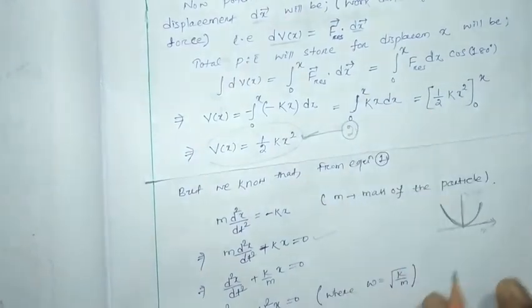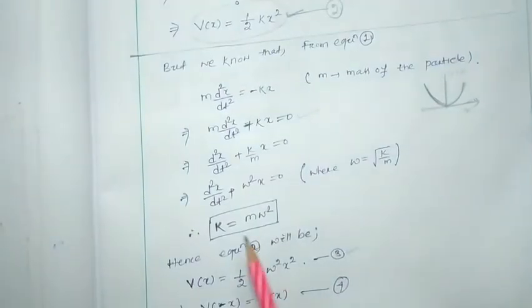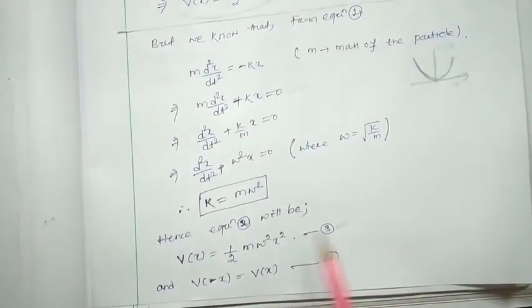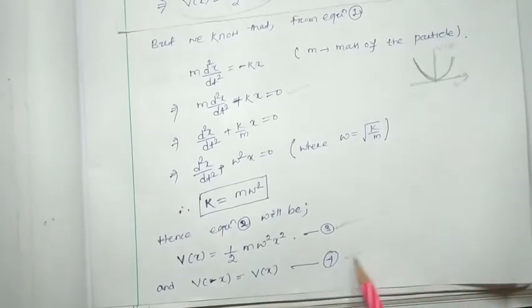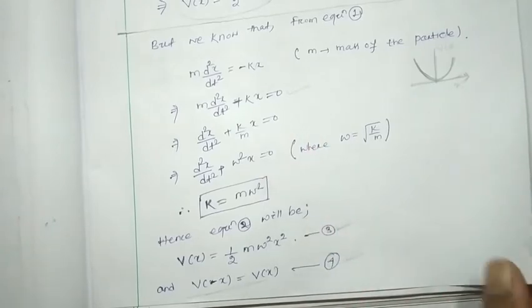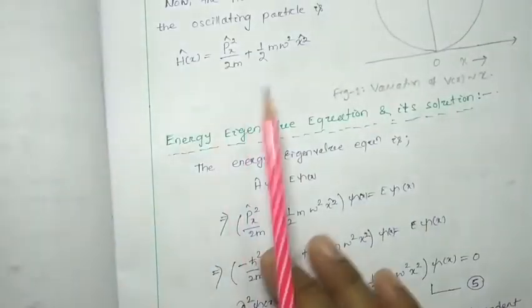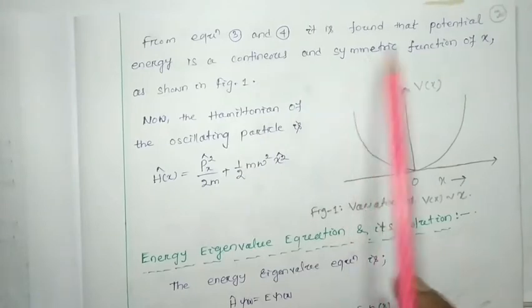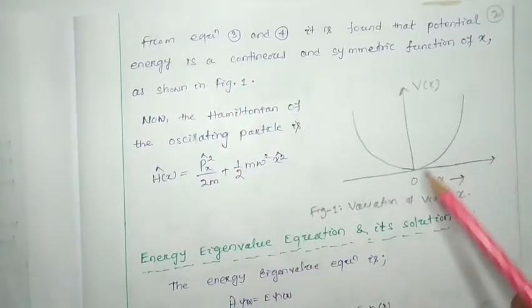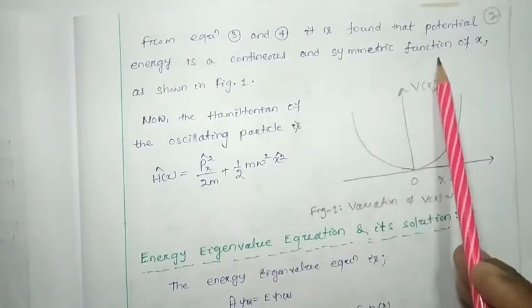Now if I put k equal to m omega square in equation number 2, it will be half m omega square x square, let it be equation number 3. And if I consider V of minus x equal to V of x, let that be equation number 4. From this we found that it is symmetric about both sides. So from equations 3 and 4 it is found that the potential energy is continuous, there is no discontinuity, a continuous and symmetric function of x.